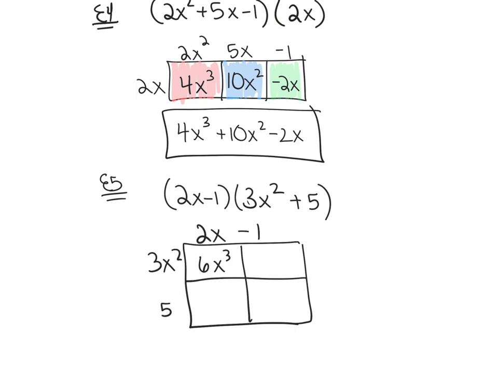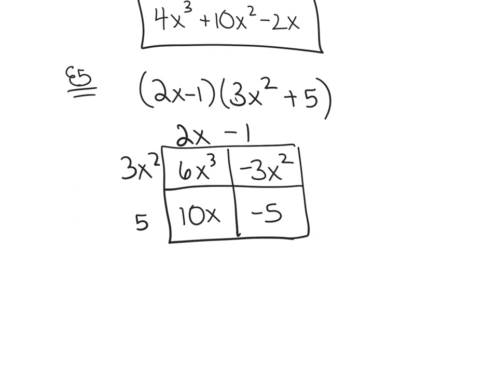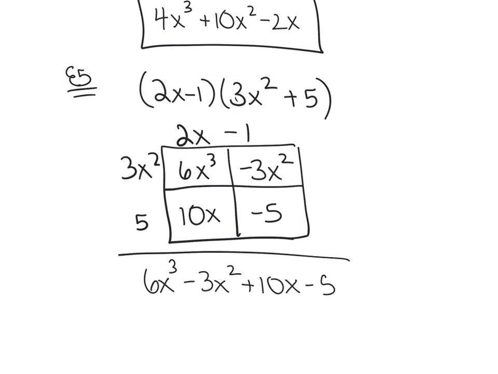And then in that top row, you have 3x squared times negative 1. Bottom row, first column, you have 5 times 2x. 2 times 5 is 10. And then 5 times negative 1 is negative 5. Now, if you look at all 4 boxes, there are actually no like terms. So you're just going to list it in descending order of your exponents. So you have 6x cubed minus 3x squared plus 10x minus 5.